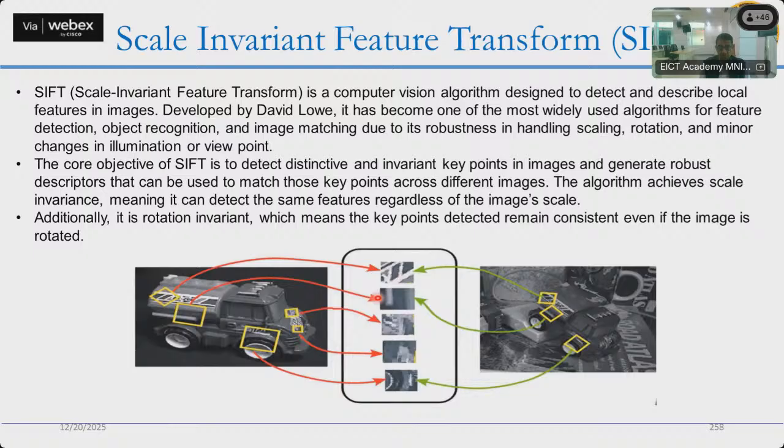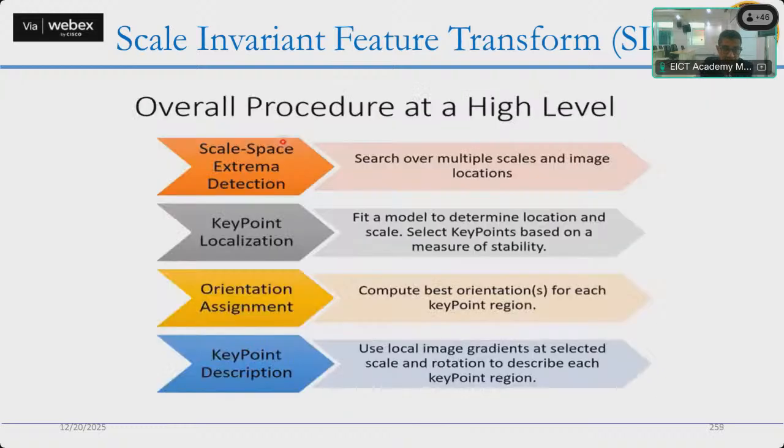This algorithm basically achieves scale invariance. It can detect the same feature regardless of the image scale. Additionally, it is rotation invariant, which means the key point will remain consistent even if the image is rotated.